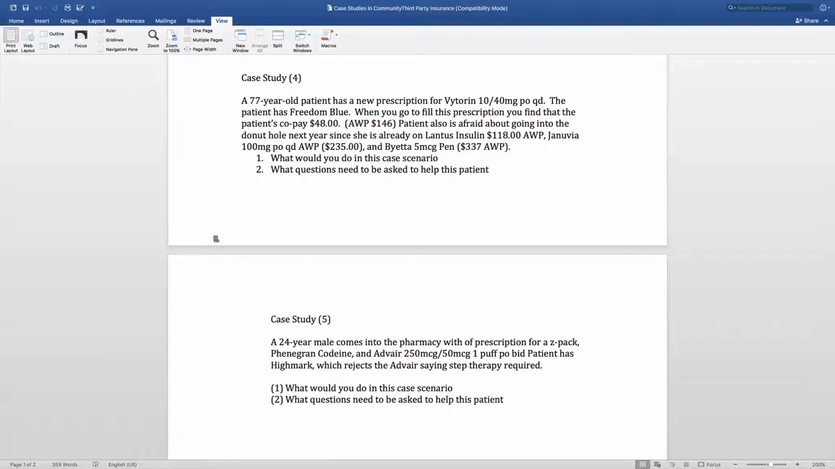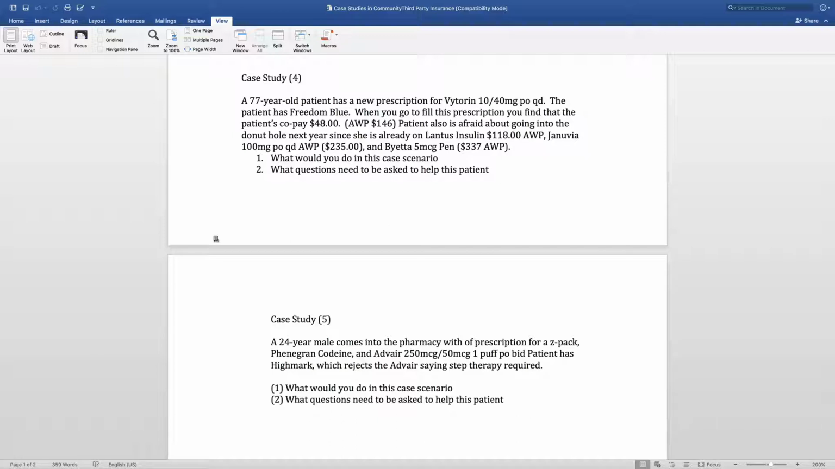However, if you look at this patient, a good way to guess this is AWP, which is the average wholesale price of the drug. A lot of times, as I told you in the talk, we get reimbursed based on a percentage discount off of AWP. But AWP is also one of the ways you can see whether or not they would hit the donut hole. If you take into account this patient has a drug that's $146, a drug that's $235, a drug that's $137, and a drug that's $118, and you take 35% of each one of those, it's still going to be fairly expensive for a patient who's on a fixed income.